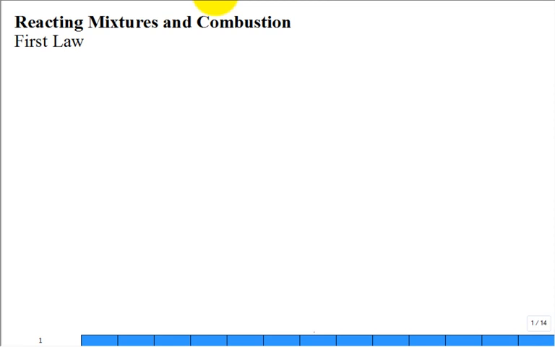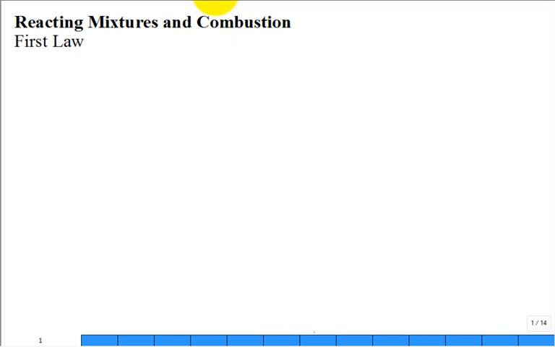So we're in this chapter on reacting mixtures and combustion, and last time we talked about the balanced stoichiometric coefficients and the balanced reaction equations, where we take fuel, we have air with the oxygen with it, goes to the hydrocarbon fuel, the carbons go to carbon dioxide, the hydrogens go to water vapor, and you have the nitrogen going for the ride. Okay, well now what we need to do is consider energy balance, first law.